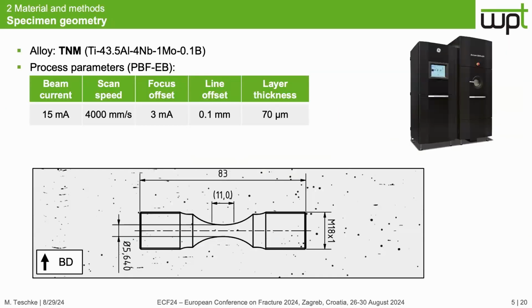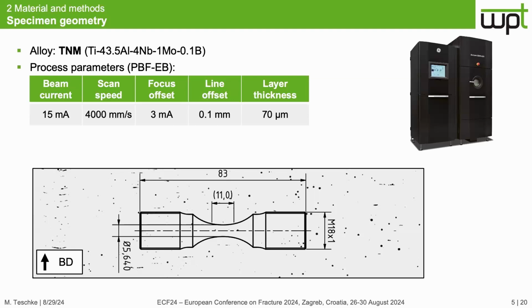Here in our study, we investigated the third generation titanium aluminide alloy TNM. This alloy was processed by the additive manufacturing process of electron beam powder bed fusion with ACAM A2X. We can see here the process parameters.